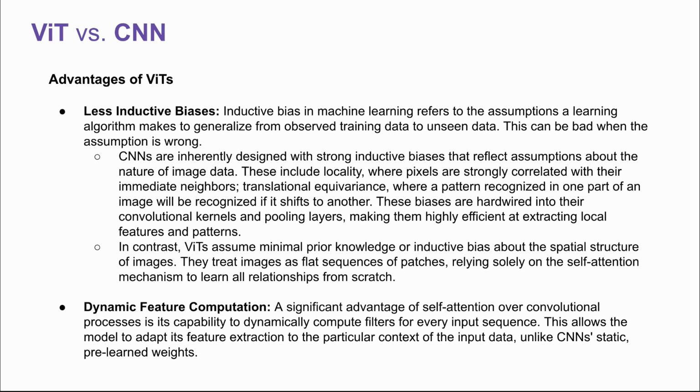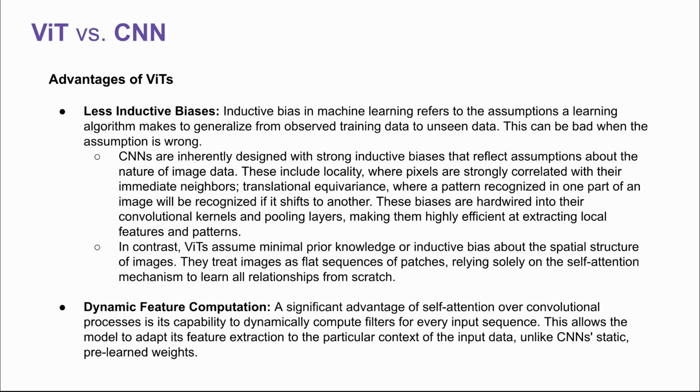CNNs are inherently designed with strong inductive biases that reflect assumptions about the nature of image data. These include locality, where pixels are strongly correlated with their immediate neighbors. Also translational equivariance, where a pattern recognized in one part of an image will be recognized if it shifts to another. These biases are hardwired into their convolutional kernels and pooling layers, making them highly efficient at extracting local features and patterns. A lot of the time, it works for CNN. However, this can be bad when the assumption is wrong. In contrast, ViT assumes minimal prior knowledge or inductive bias about the spatial structure of images. They treat images as a flat sequence of patches, relying solely on the self-attention mechanism to learn all relationships from scratch.